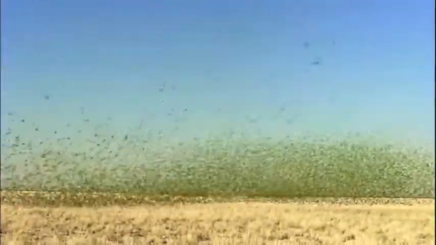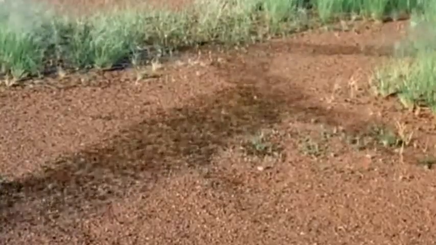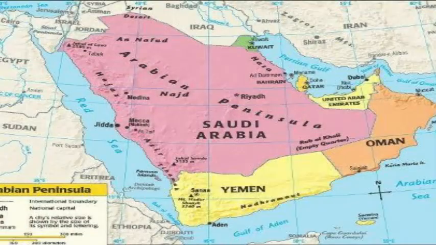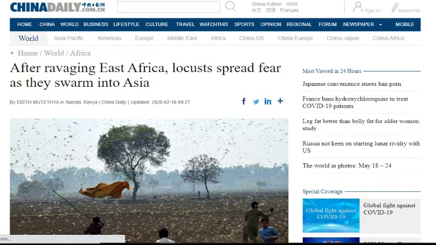Visualize a swarm of 70 billion flying insects covering an area of 460 square miles, about 1.5 times the size of New York City. This migratory pest, the desert locust, has been charting its own path of destruction from the Arabian Peninsula to East Africa. The current outbreak is affecting countries of South Asia.